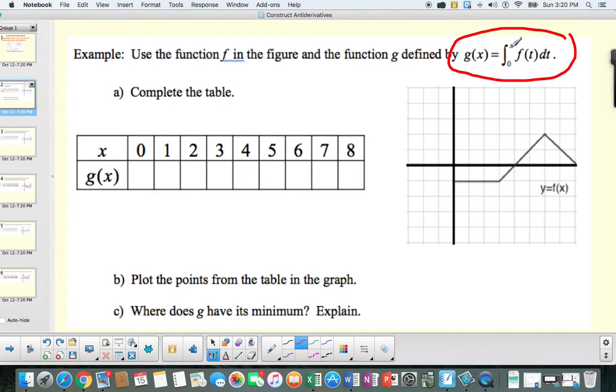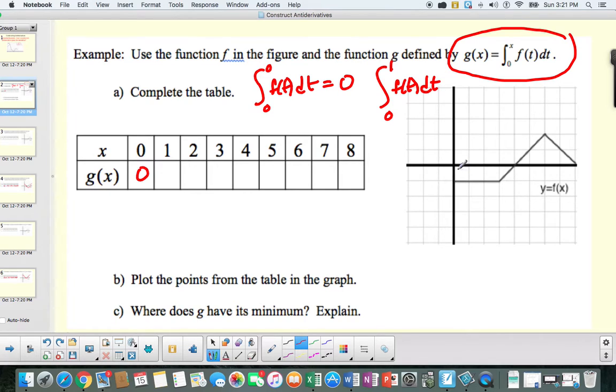The input will be how far we go when we're collecting the area, and the output will be the area itself. All right, let's go ahead and find our first point. We're going to go from 0 to 0 of f of t dt. Now t is acting as the dummy variable, and this is actually the function that we're given right here, and this represents the heights and the widths of all the rectangles from 0 to 0, and the answer will be 0.